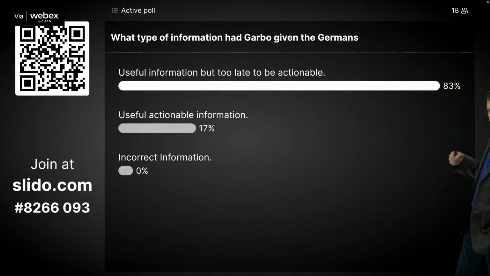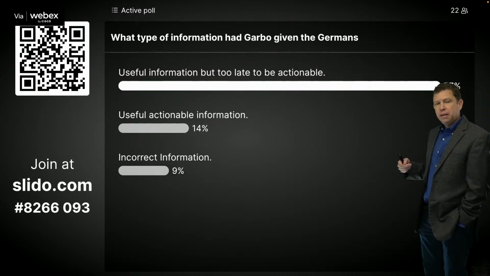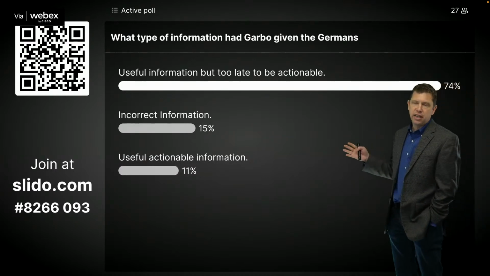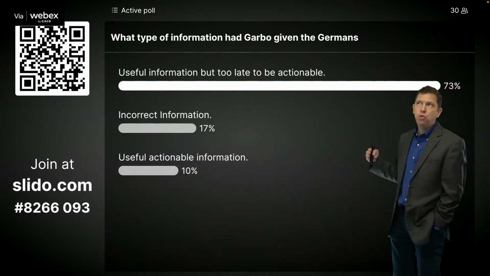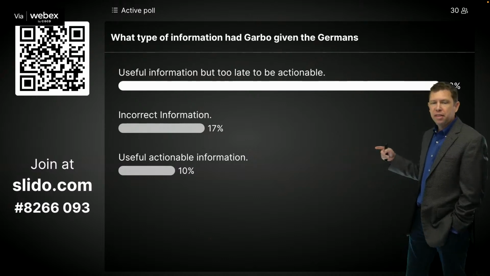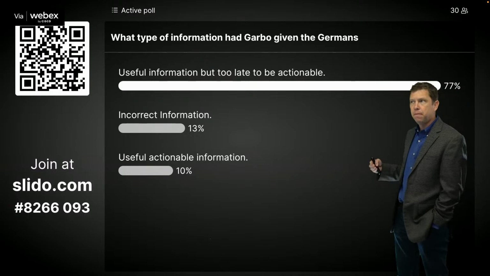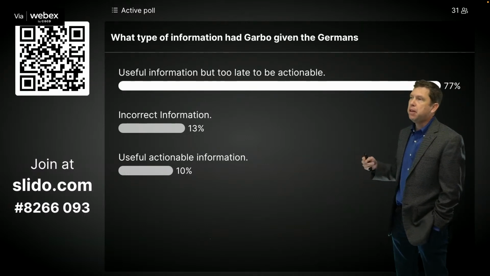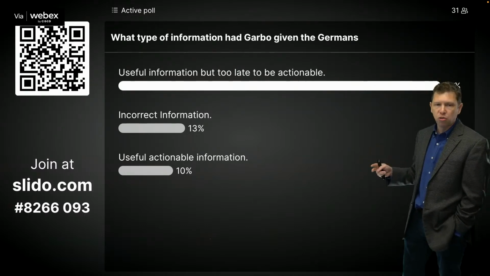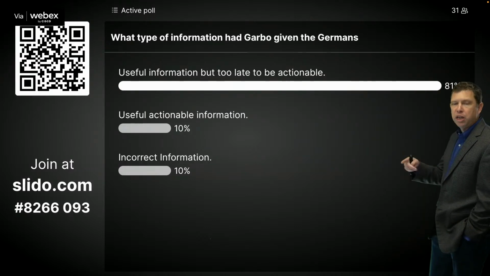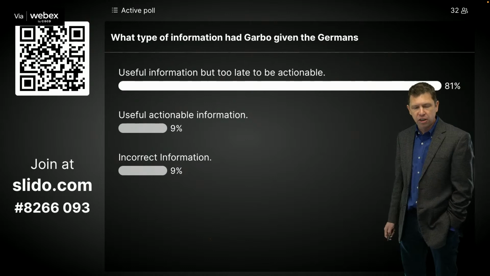What I think is interesting about this when thinking about our Agile teams is there are probably lots of times we may not have things that are just blatantly incorrect. There may be grains of truth in them, but they may be too late to be actionable, or they may have grains of truth but in the wrong direction. But yes, this is what he was doing. He was giving useful information, but too late for it actually to be advantageous to them.